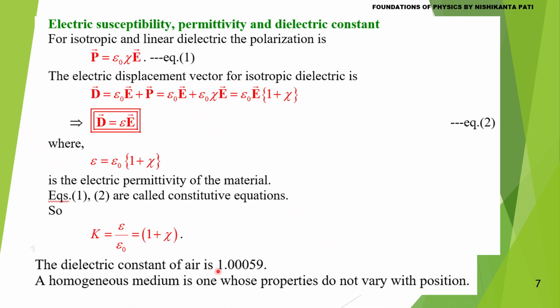The dielectric constant of air is 1.00059. So the chi of air is 0.00059.